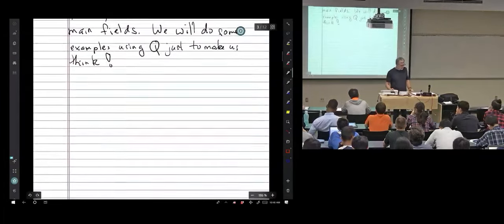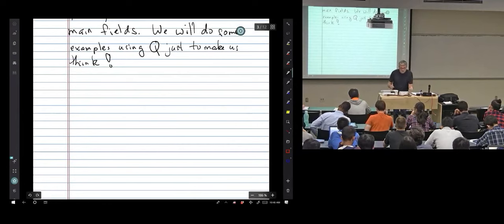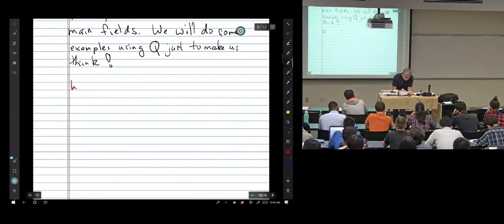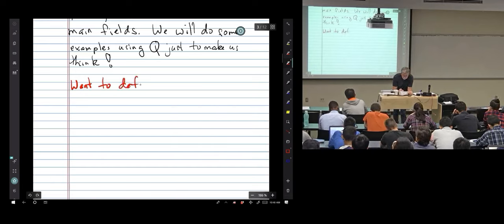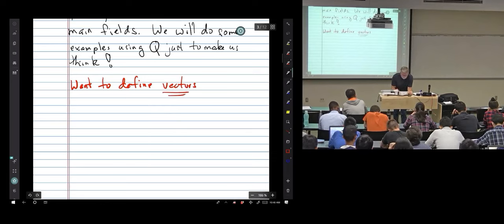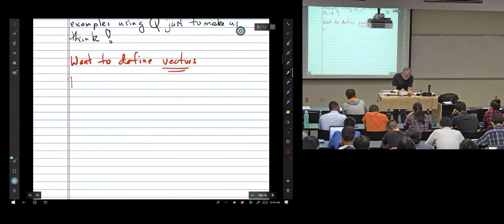Okay, now I want to define vectors. Now I want you to have the following example in mind.